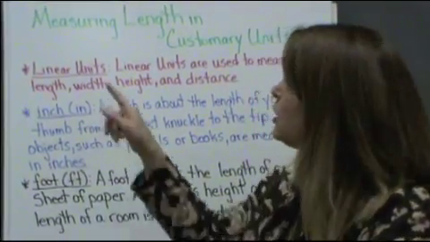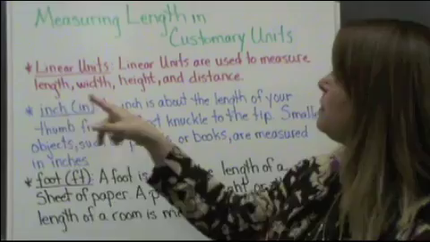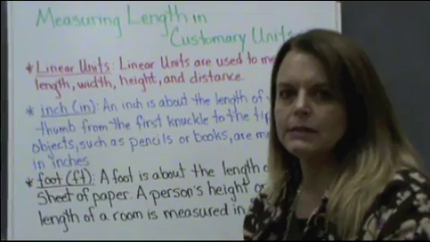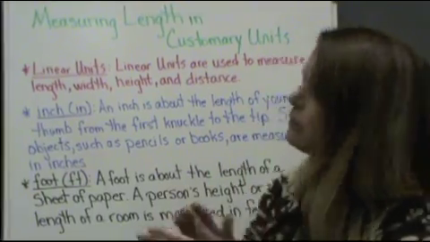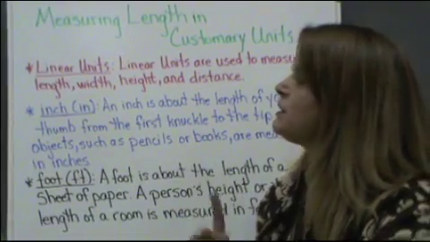The first thing you need to know is what is a linear unit. Linear units are used to measure length, width, height, and distance. There are things that for the most part are in a line, and you can measure the length of something straight across or the width of something straight across. We're going to talk about several of them.